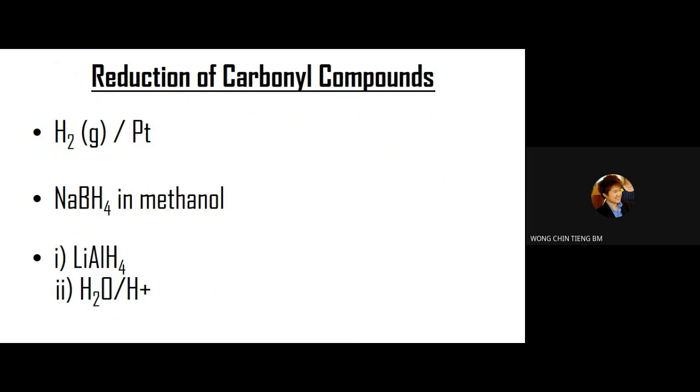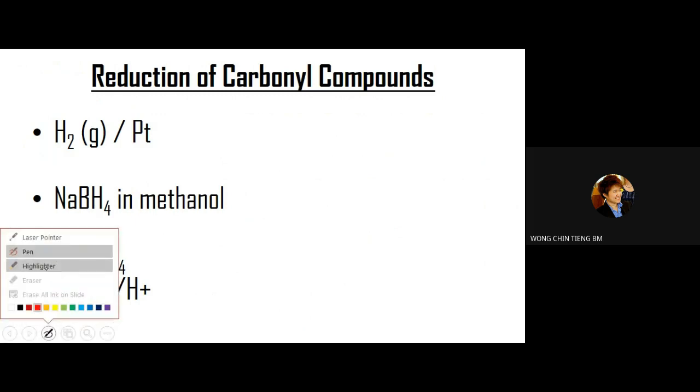OH becomes H. And in oxidation, we use KMnO4, Na2Cr2O7, K2Cr2O7. Why so many O? Because we give oxygen. Looking at your reduction, if oxidation gives O, what do you think reduction puts in? H. That's why, if you look at your reduction, these are the three reagents that we can use.